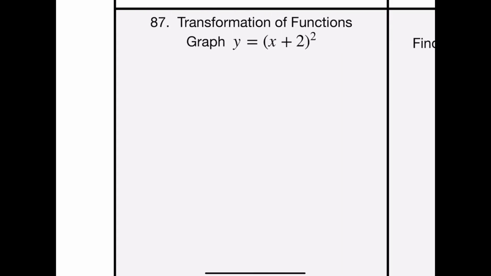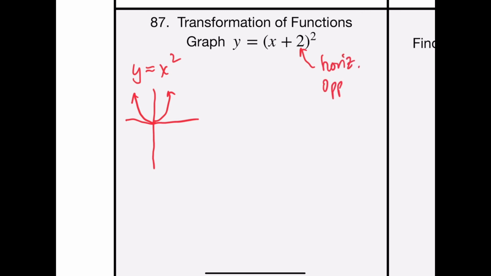Problem number 87 is also transformation of functions. It says graph y equals the quantity (x plus 2) squared. So again, I have the basic graph of y equals x squared. Remember, there's a vertex at (0, 0), and it opens upward. However, this time, the 2 is inside parentheses. That indicates a horizontal shift, and you do the opposite of what you see. So since it's a plus 2, I'm going to transform this left 2.